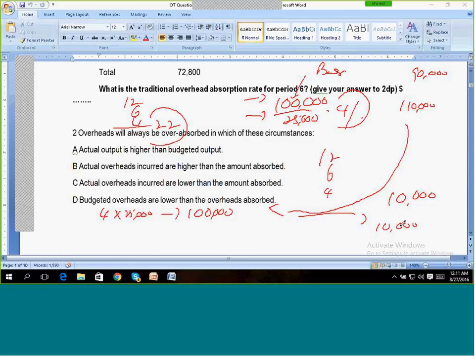In a way, over absorption means they have been very efficient. They did not spend 100,000, they have spent 90. So they've done some cost saving, which is beneficial to the company. And when they overspend, this is disadvantageous to the company. You are right. But sometimes what happens is, now you assume the rate is 4 and you did it. Imagine if it was 90,000, what would have been the overhead absorption rate? 90,000 divided by 25,000.